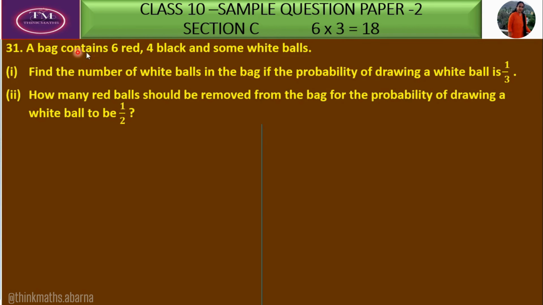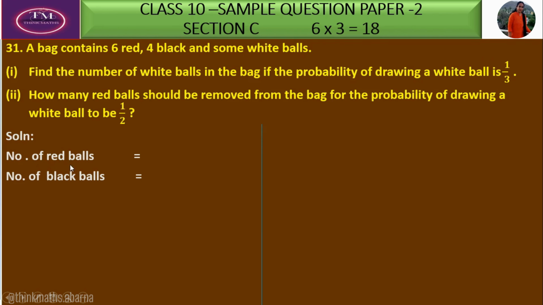A bag contains 6 red, 4 black and some white balls. Find the number of white balls in the bag if the probability of drawing a white ball is 1 by 3. So we have to find out the number of white balls. The probability of drawing a white ball is given as 1 by 3.